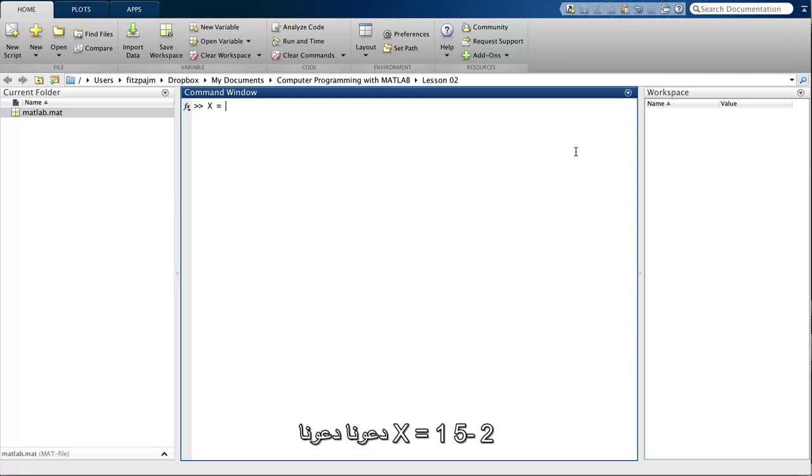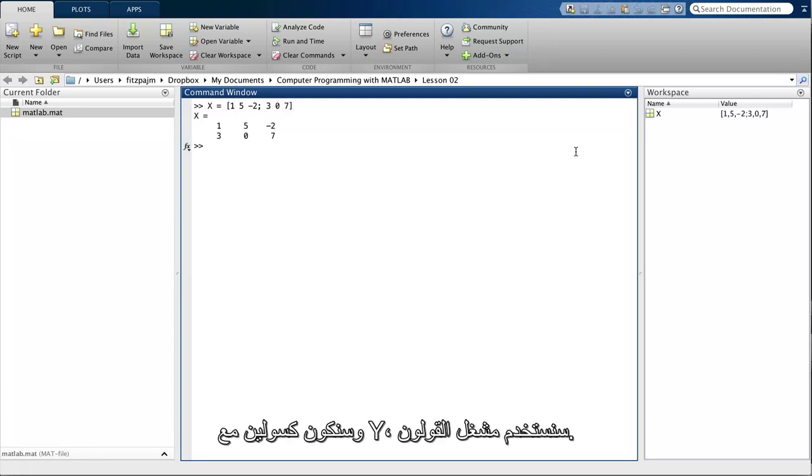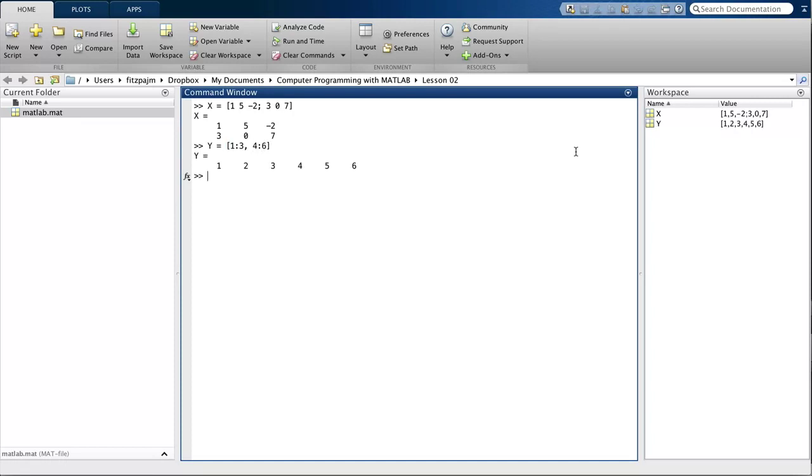Let's let x equal 1, 5, minus 2 on the first row, and then 3, 0, 7 on the second row. And we'll be lazy with y. We'll use the colon operator. So x is 2 by 3, that's 6 elements. Y is 1 by 6, also 6 elements. So let's add them and assign them to z.